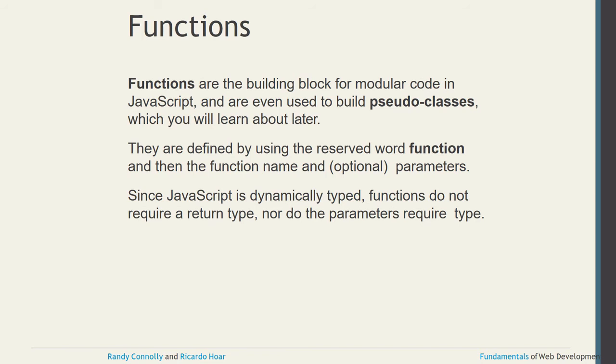Whenever you declare a function, you have to write the keyword function, then the function name, and parameters are optional. That is the syntax for the function. One thing to keep in mind: JavaScript is dynamically typed, so a function does not require a return type, nor are parameters required. That's why I told you parameters are optional. Clear?